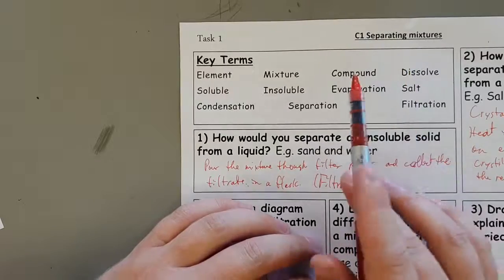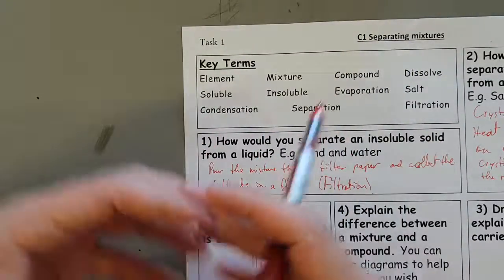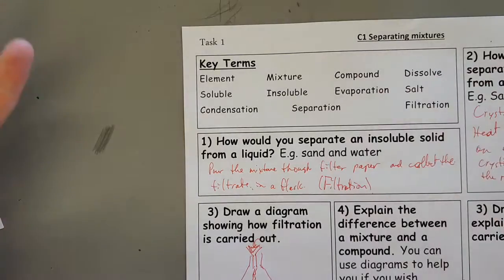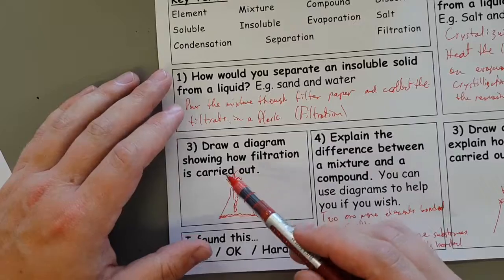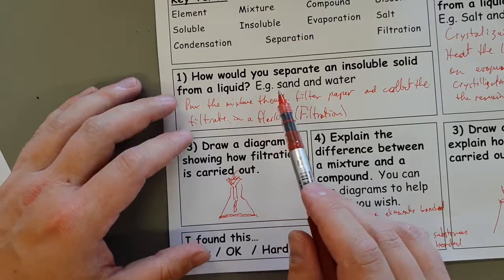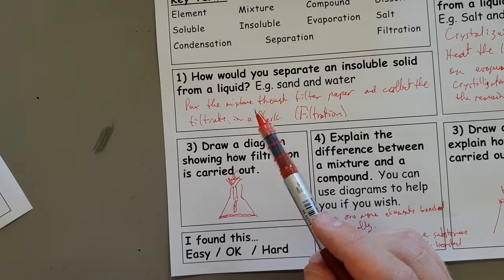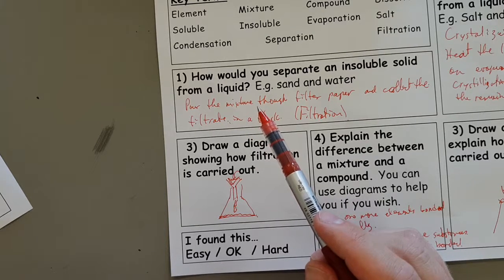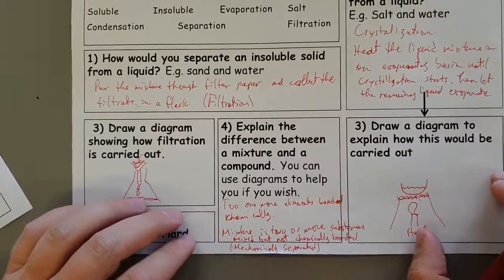To separate means when you take the parts of a mixture and separate them. And filtration is the technique of pouring a mixture through a filter so that some of the mixture passes through and the rest is left behind. All right, that's it for task 1.